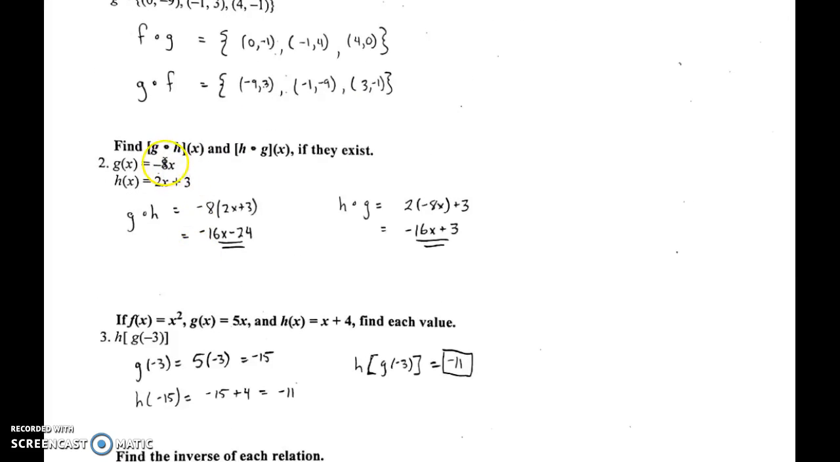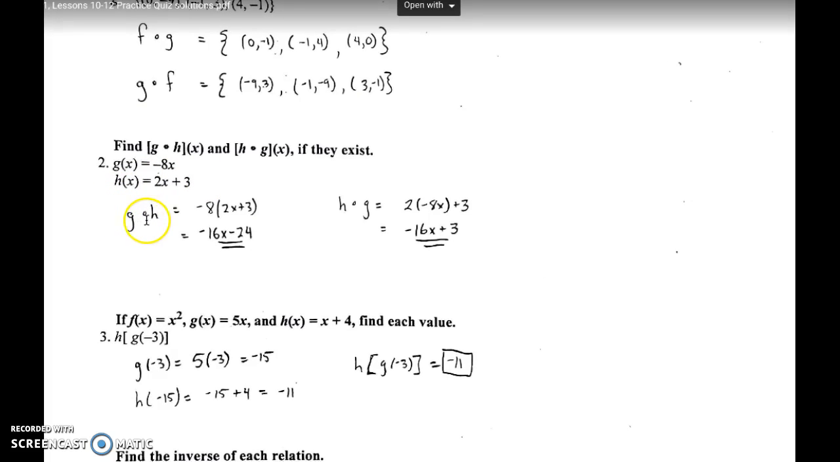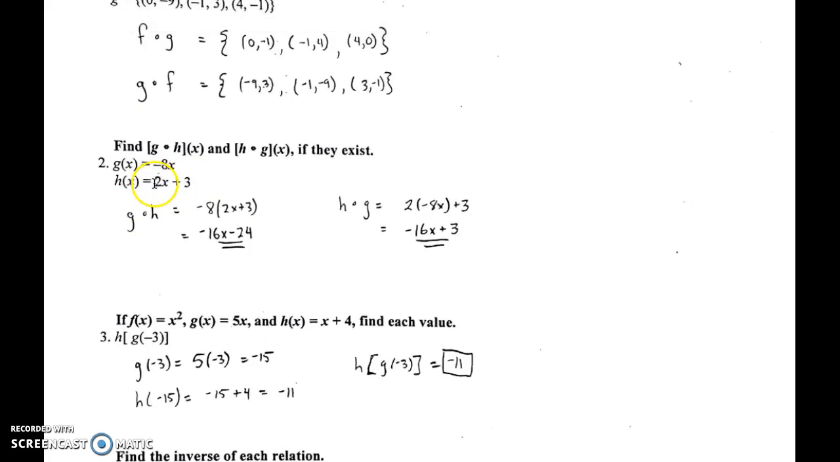For question 2, we're doing the same type of thing, except we have actual functions that are defined for us instead of just a set of coordinate points. So we're doing g composition h first. So that means I'm going to take the h function and plug it into the g function. So my h function is 2x plus 3, and I'm plugging that into the g function in place of the x. So I would have had -8x for g, but instead of x, I'm putting in the 2x plus 3. Then I distribute the -8, and I get -16x minus 24.